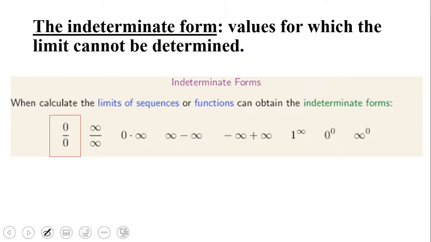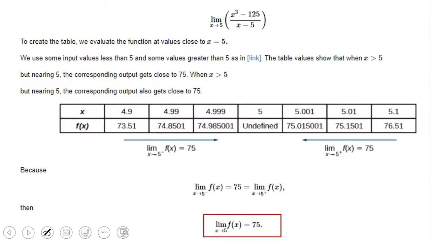So again, to reiterate, the indeterminate form means that plugging the value in does not work and you cannot give me an answer. These are all the different indeterminate forms, but we're going to focus mostly on 0 over 0. So anytime you get 0 over 0 algebraically, that's bad, and it means you need to do something else.